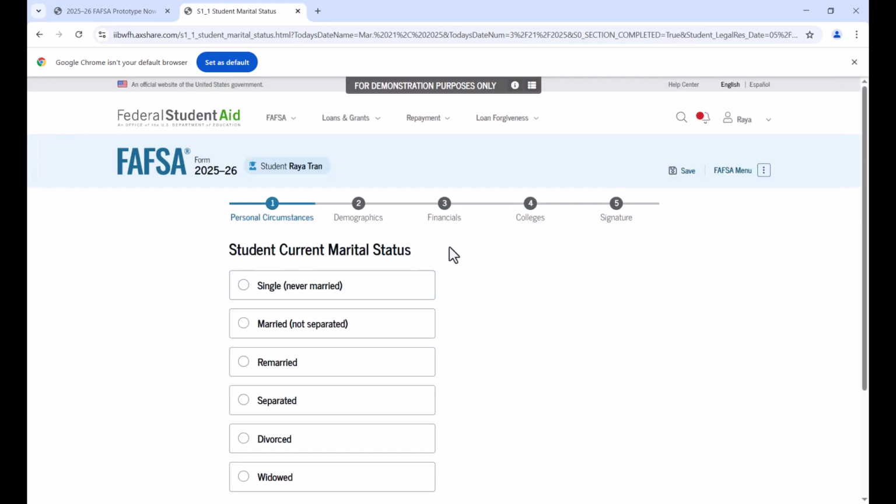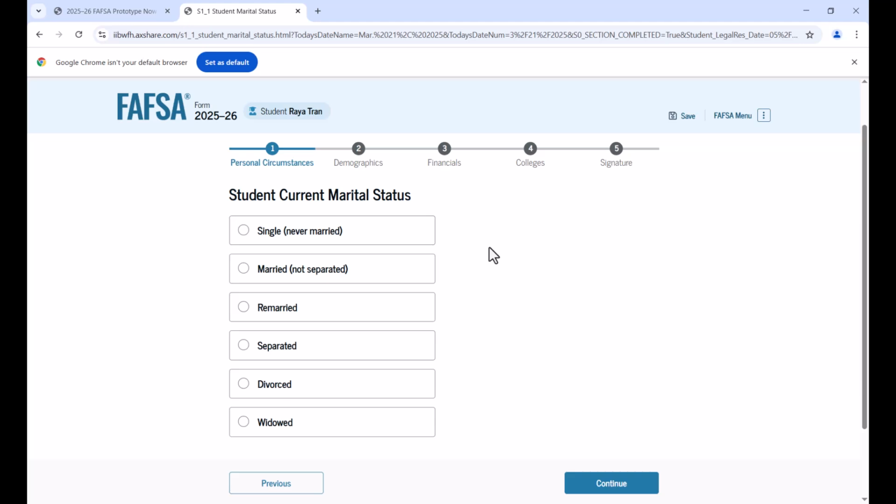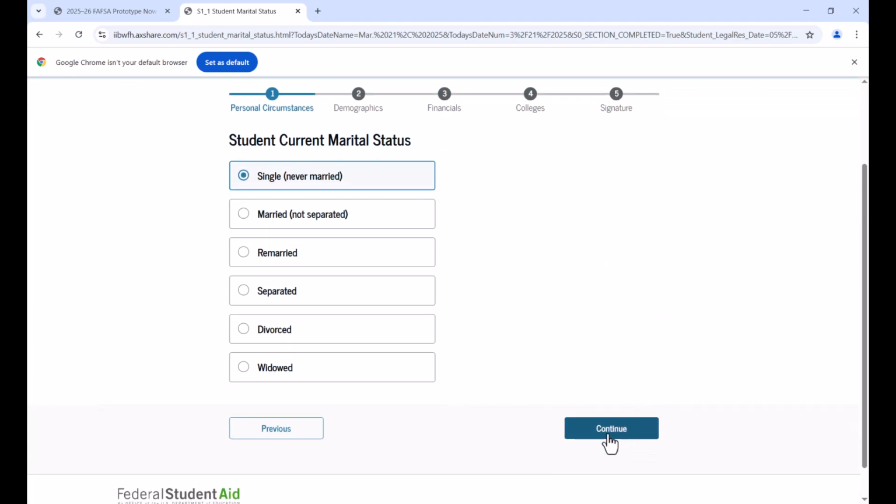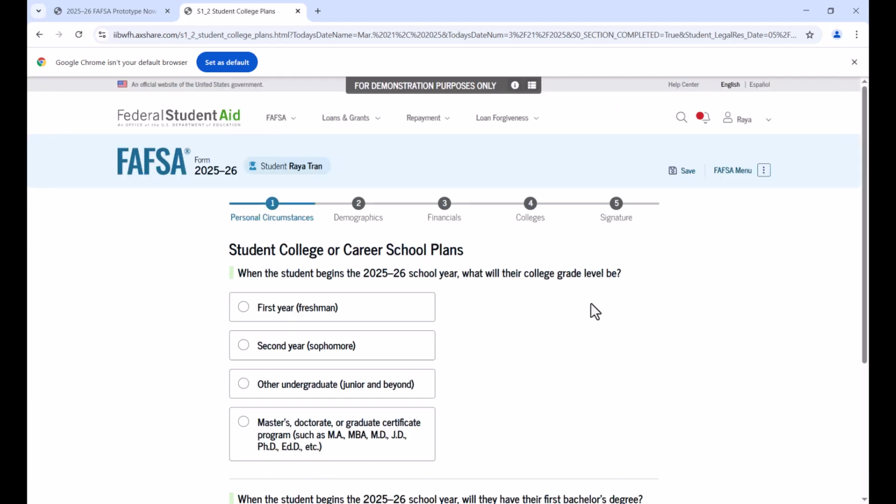So the first set of questions here is the student's current marital status. It's asking what the student's current marital status is as of today. So if a student is single, never married, they're going to select that. If they're married and so forth, as you can see in the answer choices below, they'll select which pertains to them. For this purpose, we're going to select single and continue on to the next set of questions.